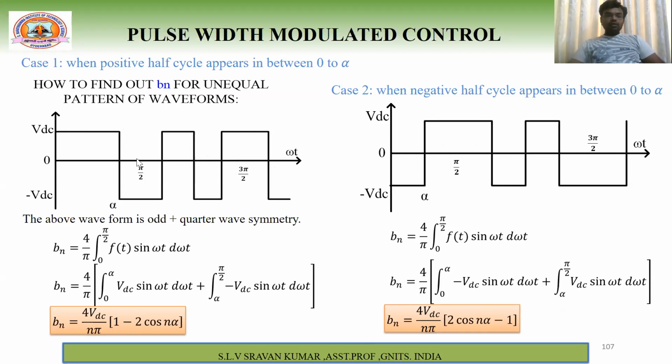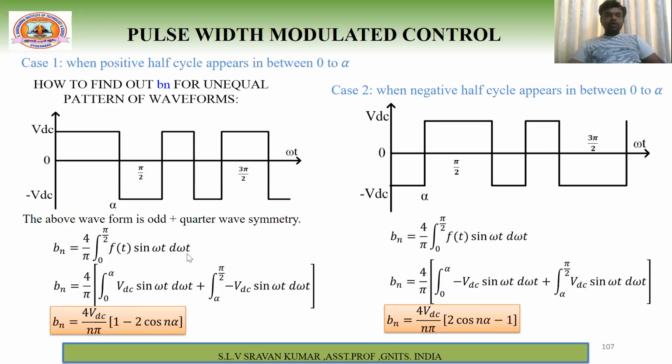Now this is pi by 2. Now see, pi by 2 minus theta is equal to pi by 2 plus theta. Therefore, simply it is a quarter wave symmetry. When you have quarter wave symmetry, if you do the integration from 0 to pi by 2, it is more than sufficient. Therefore, Bn is equal to 4 by pi integral 0 to pi by 2 f of t sine n omega t.